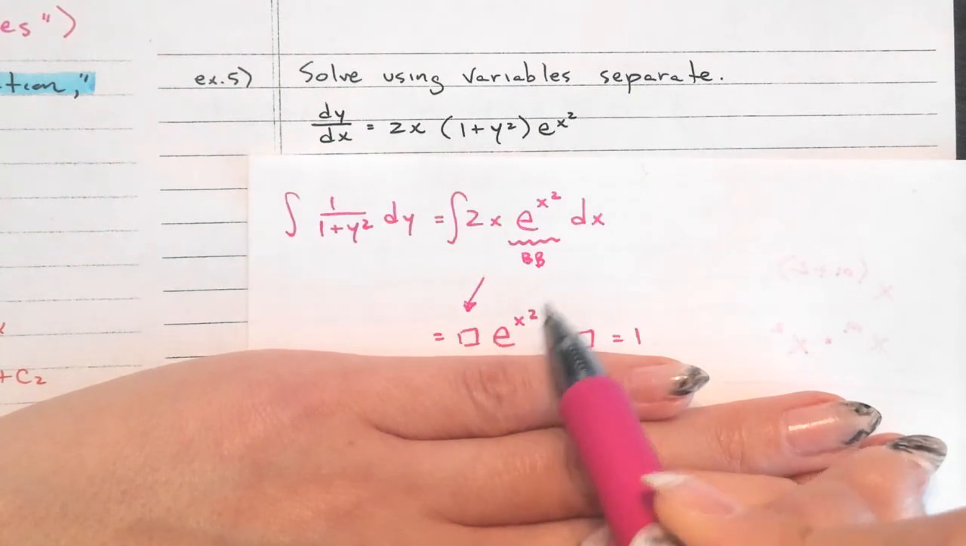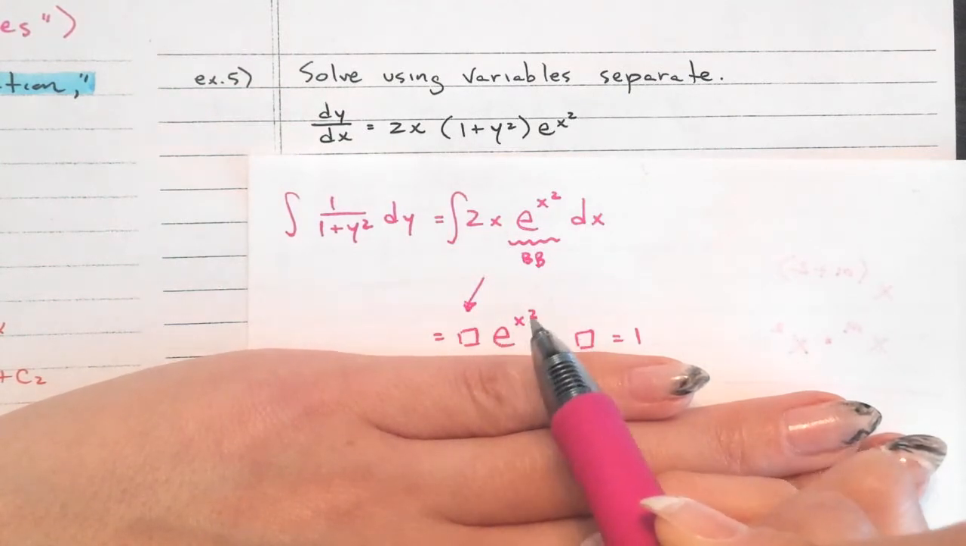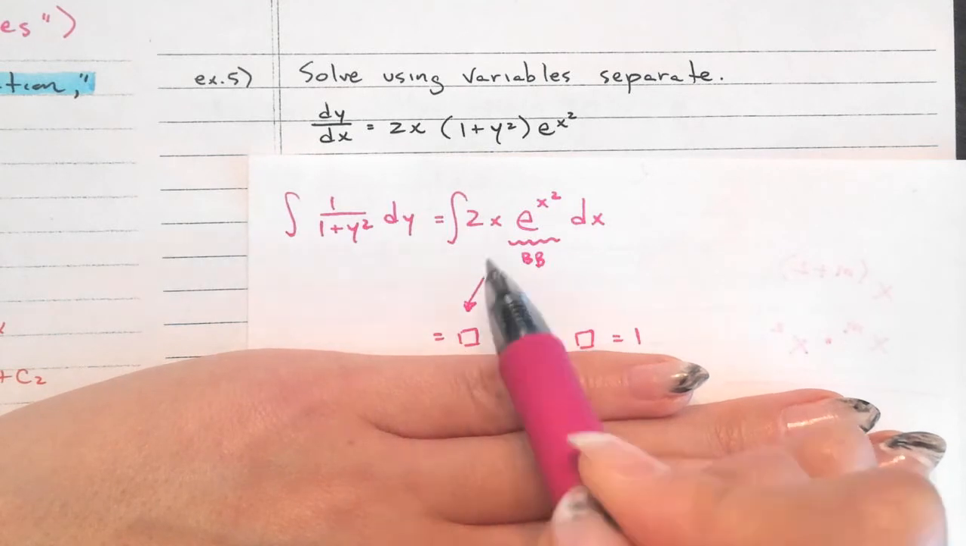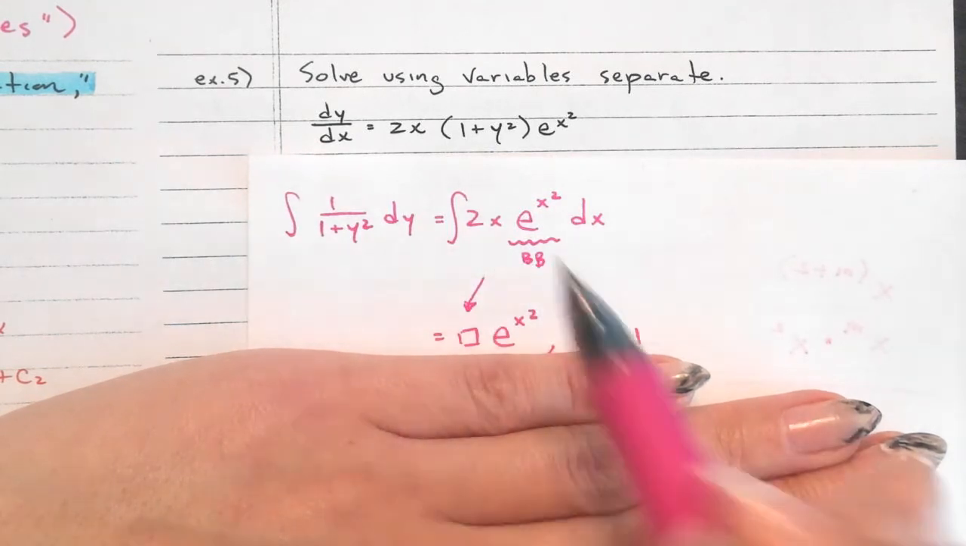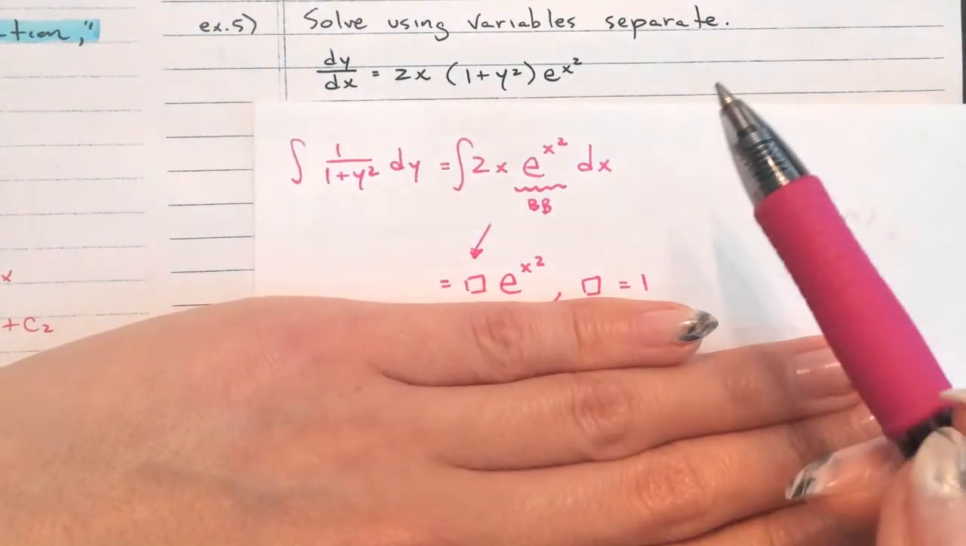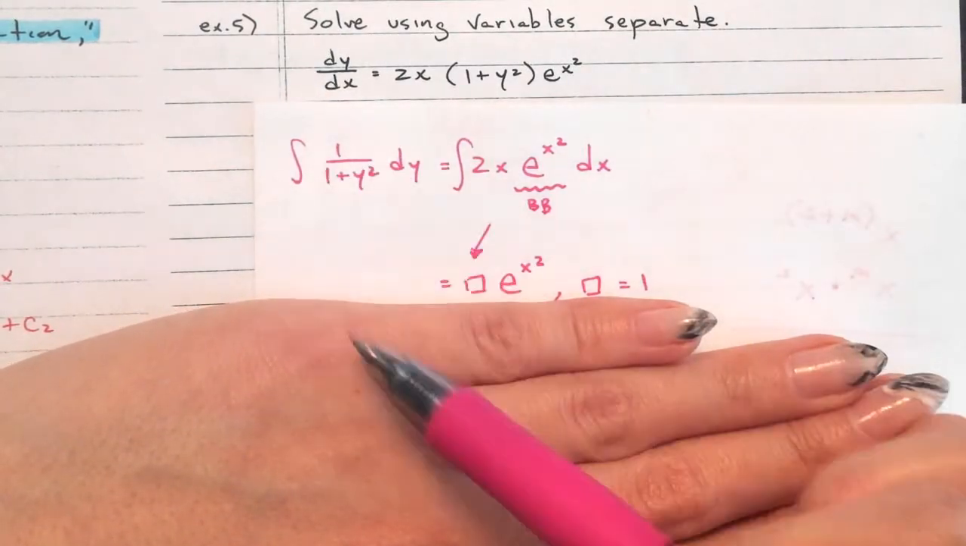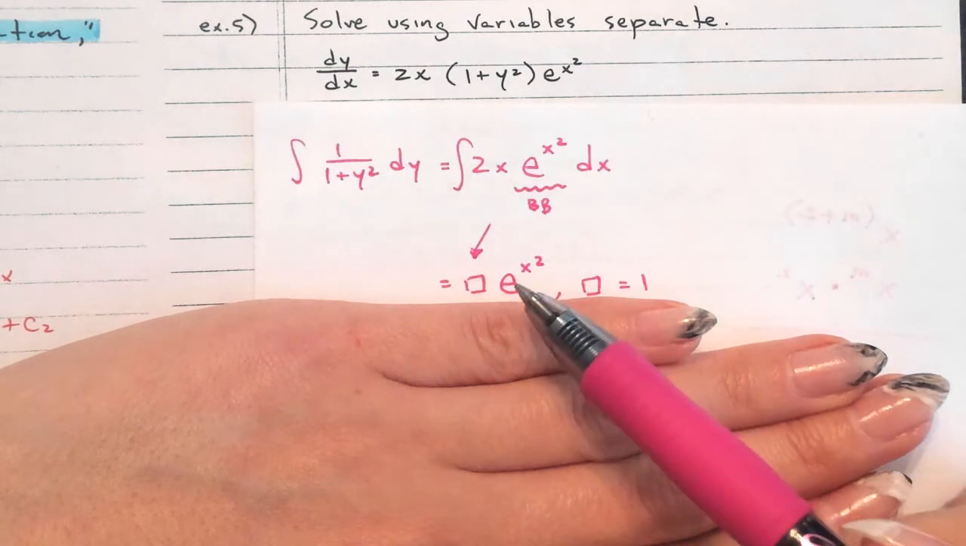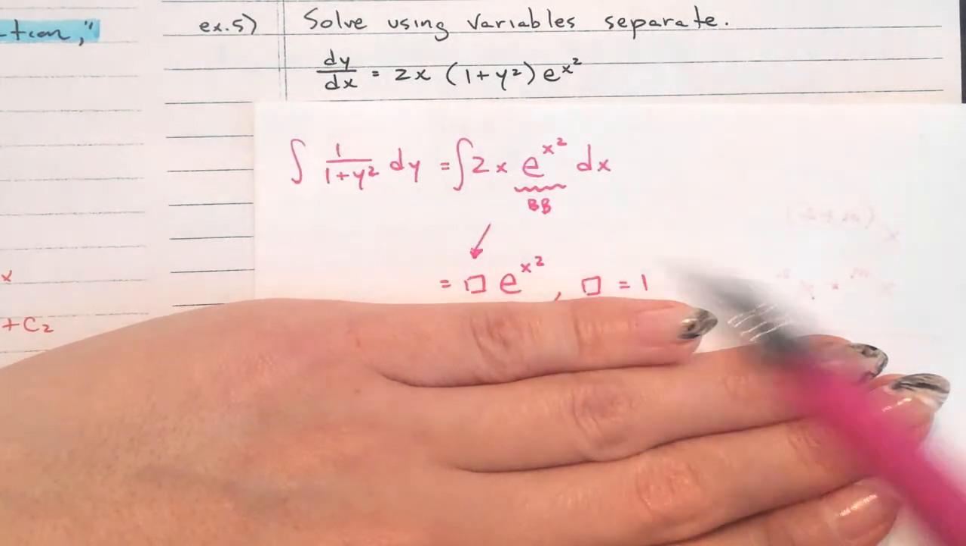But then if I think about it, if you take the derivative of this, don't you get the same thing times 2x? So box equals 1. Okay, so I can do that pretty quickly. I don't have to fully do the box method. That means that the left side, when you take the antiderivative, equals e to the x squared plus c.